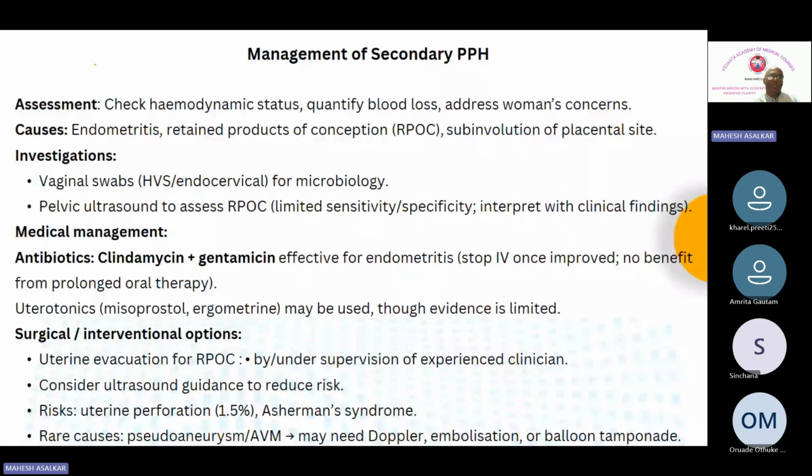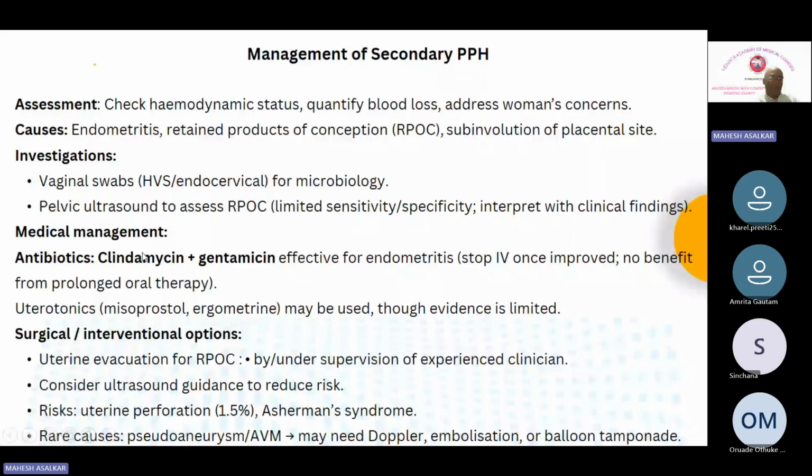Now coming to the secondary postpartum hemorrhage, you need to check the hemodynamic status, quantity of the blood loss, and address the woman's concern. The causes are endometritis, retained products of conception, and subinvolution of the placental site. Then you will do a vaginal swab for microbiology and pelvic ultrasound to assess for RPOC. These will be the investigations of choice in secondary PPH.